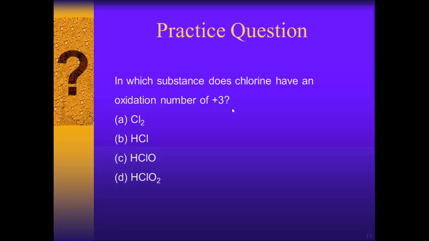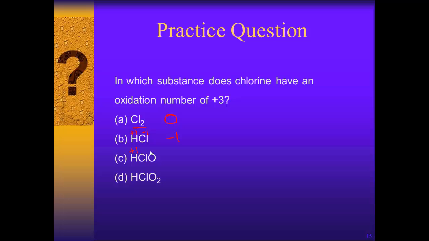Here's another question. In which substance does chlorine have an oxidation number of +3? So what's the oxidation number of chlorine here? Is it +3? I want to say Cl2. What is it? It's alone. It's an elemental state. That means the oxidation number for chlorine in this case is 0. Don't get caught up thinking that's -1. Again, elemental state, 0. And in this case, all right, our hydrogen is a +1, so our chlorine is a -1. Okay, so that's not a +3.